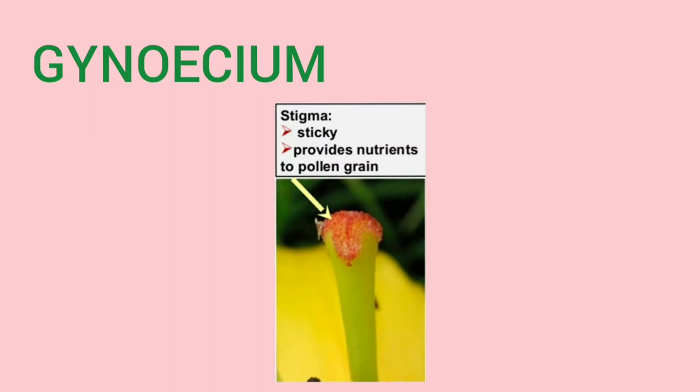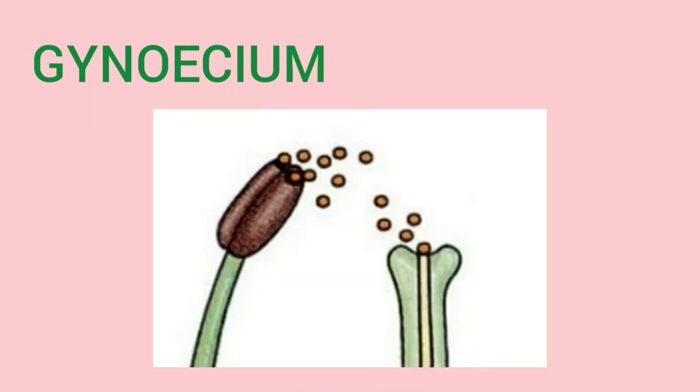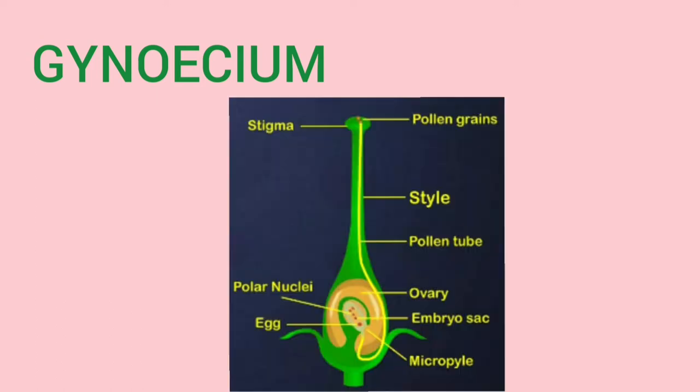The stigma is at the top of the carpel. It is the place where the pollen grain lands. Style is the tubular structure that connects the ovary and the stigma. It transports pollen from the stigma to the ovary.